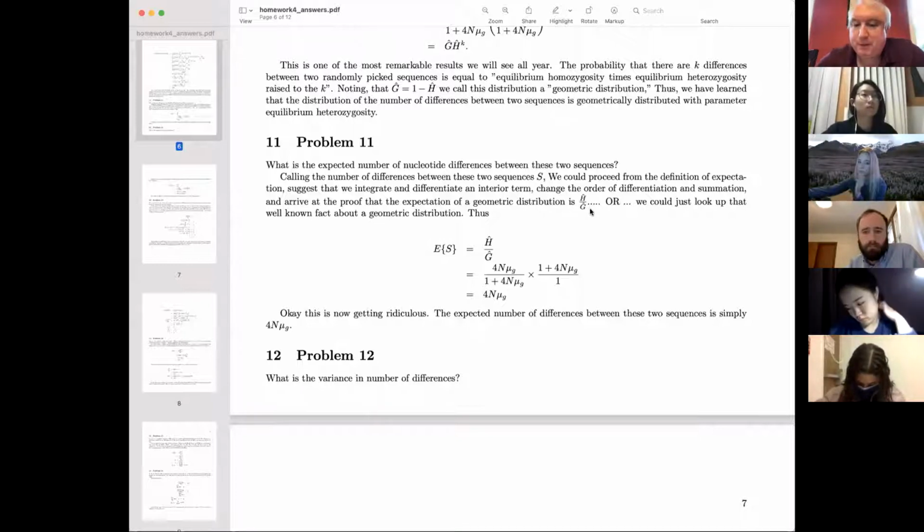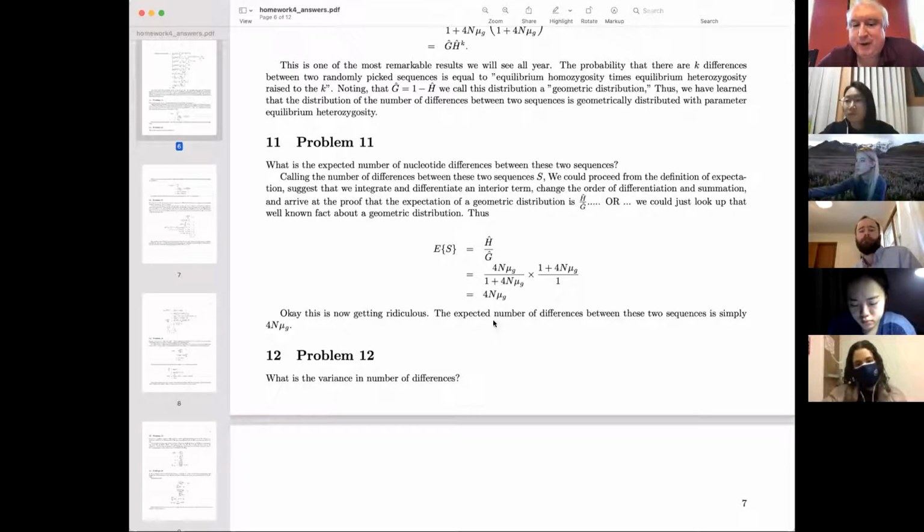And when I look up a geometric distribution, I discover that the mean is equal to h over g in this case. So I did nothing more than say, this is a geometric distribution. I then went to Wikipedia or something similar, looked up the mean of a geometric distribution and came up with h over g. And then I did a little bit of algebra and showed that h over g was theta. Does that make sense to everyone?